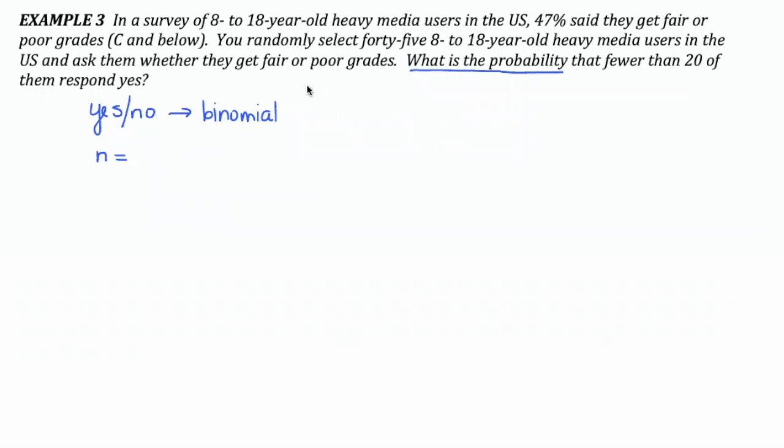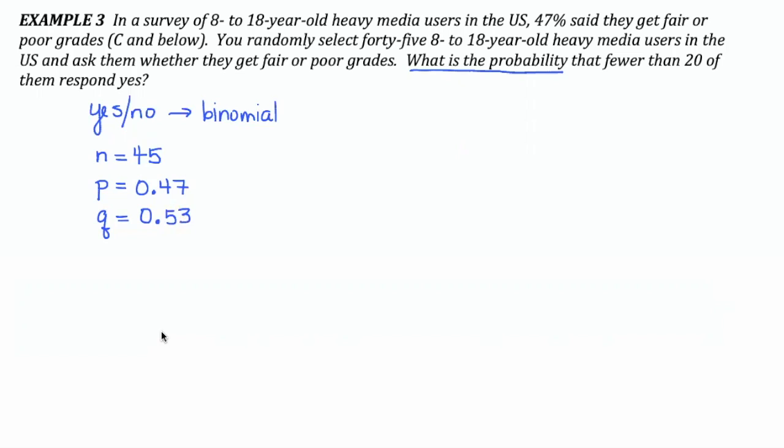My n, my total number that I'm selecting, is 45. My probability of success that they say yes, they do get fair or poor grades, was 0.47. Remember, q was 1 minus that value, or 0.53.